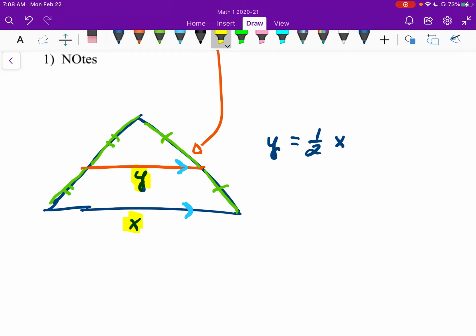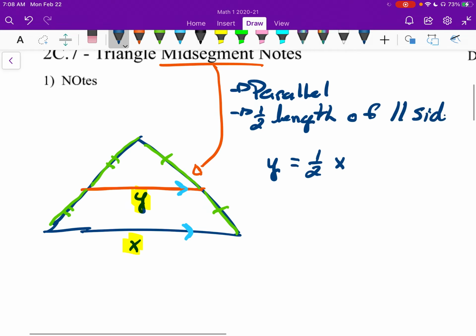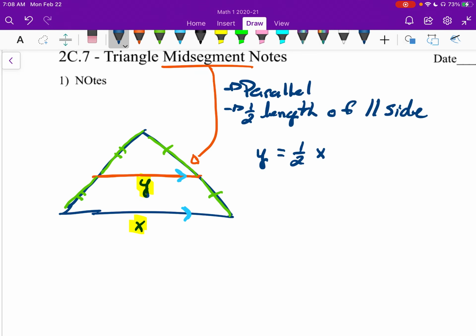So big things that we need to know, that midsegment is parallel and half the length of the parallel side. All right, it's parallel to one of the sides, and the side that it is parallel to, it's half the length of that side.